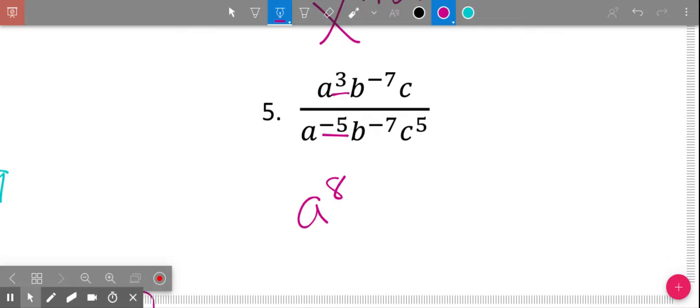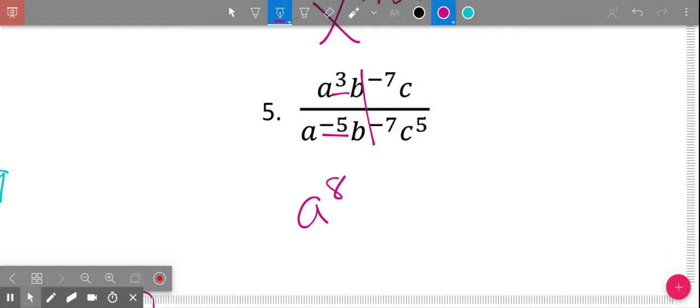Negative 7 minus a negative 7. Well, when I subtract a negative number, I'm adding it. So that's going to give me b to the 0. But really, anything like that, we're just going to cancel out and go away. So I really don't need to worry about that. We'll talk about what happens whenever you have b to the 0 tomorrow, but just know that b's are going to cancel out.